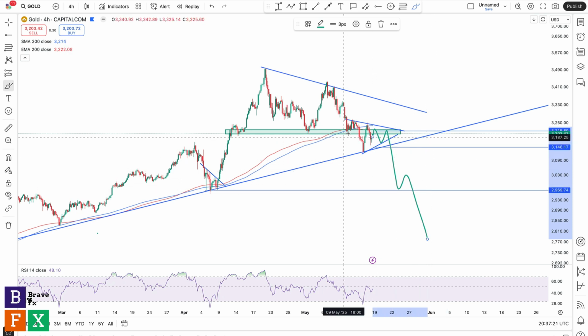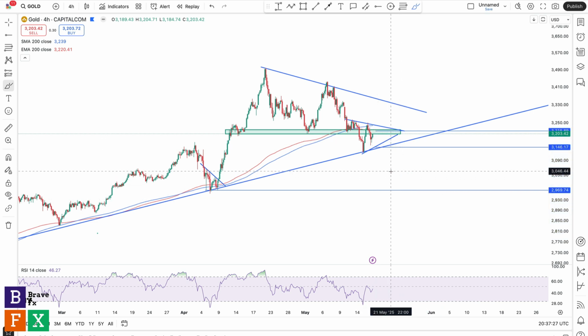So this is another confirmation for our bearish case scenario. For a confirmation of our bullish case scenario, you want to take a look at what price does when we visit this moving average again.